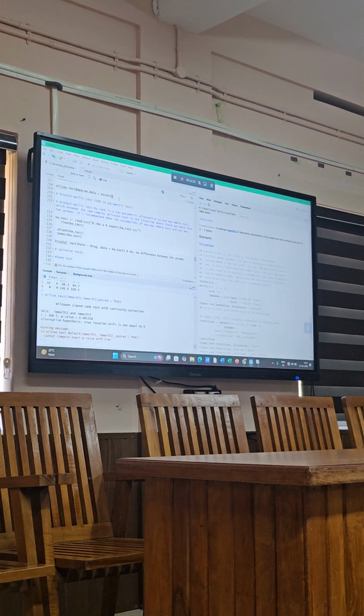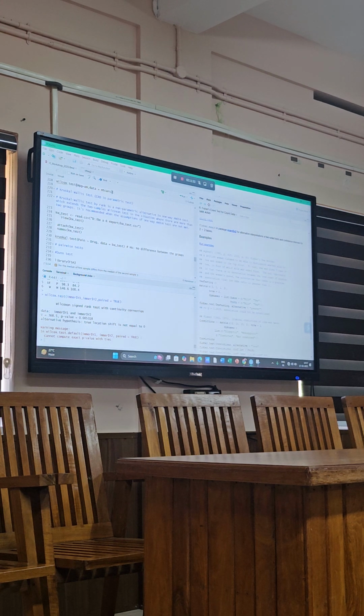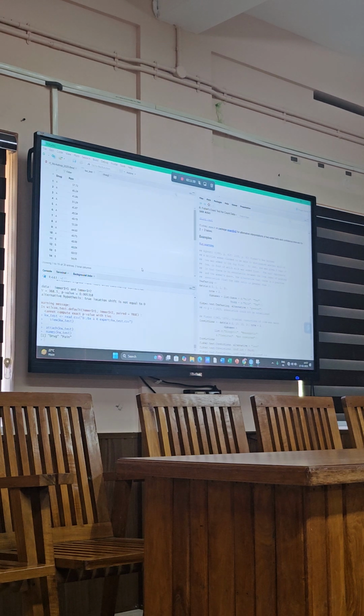So please import the data. Sir, in Excel format? No, it's in CSV format. So you have to go to File, import data from the text base. Okay, so this is your data.